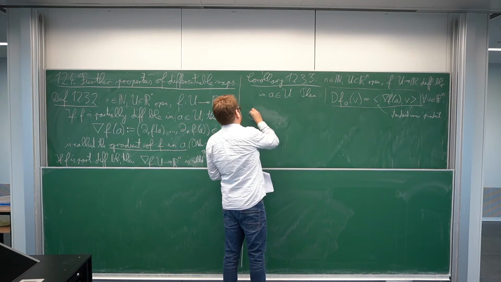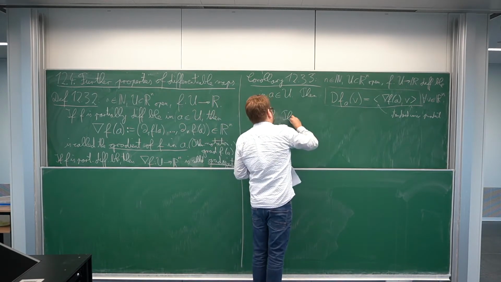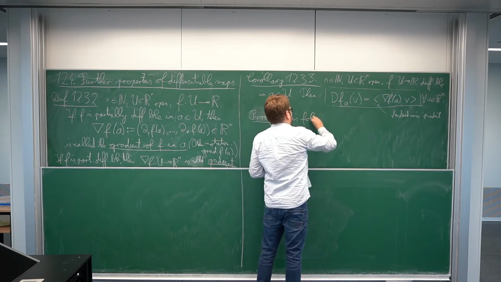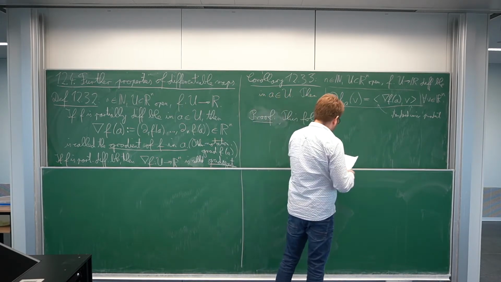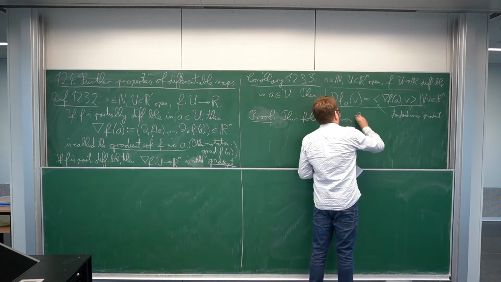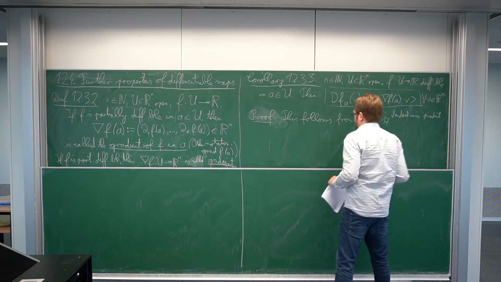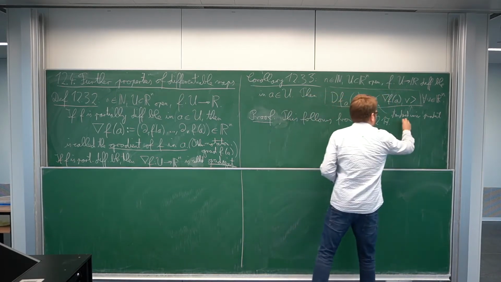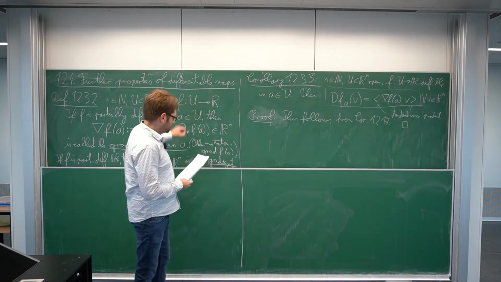Proof. This follows directly from this corollary, which describes the differential in terms of partial derivatives. And let me look up its number. Yeah, 1217. From corollary 1217. So there's nothing more to show. Now, this is the direct relation here between gradient and differential.